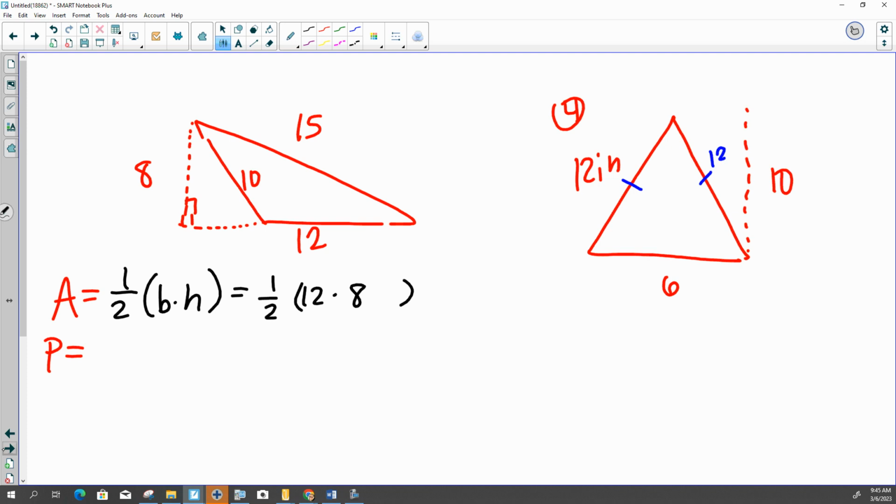Maddie, did you find that area yet? What'd you get? Oh, you didn't get it yet. Okay. I need to put it in your calculator. And then, yep.